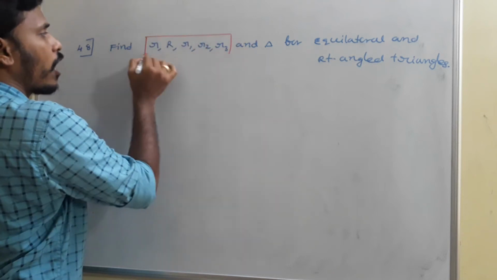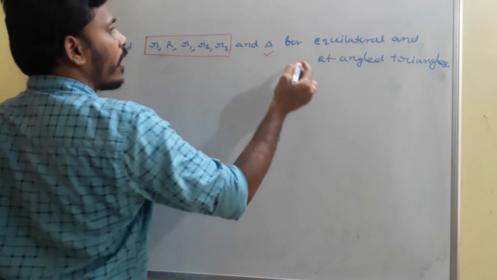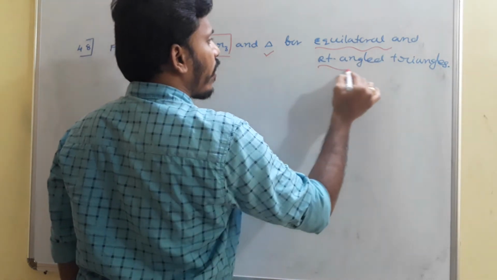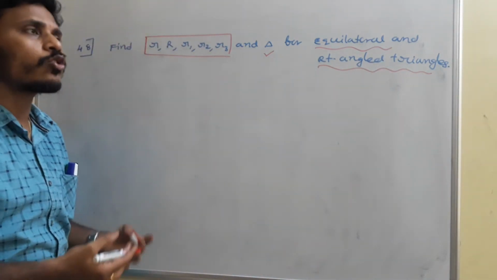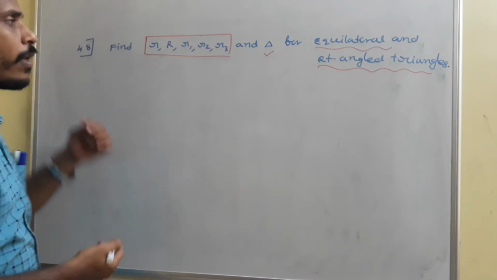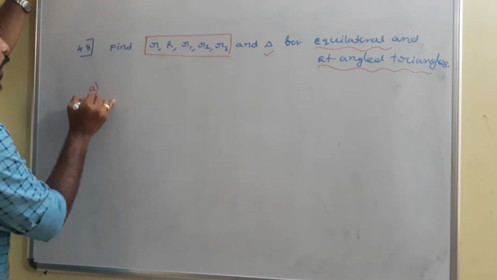Capital R, R1, R2, R3 and delta related to the equilateral triangle and right angle triangle. Because these triangles are somewhat different and special, we need to discuss them specially. Okay, the first one I need to discuss is the equilateral.